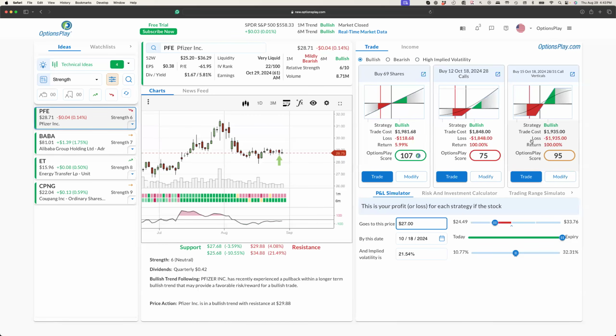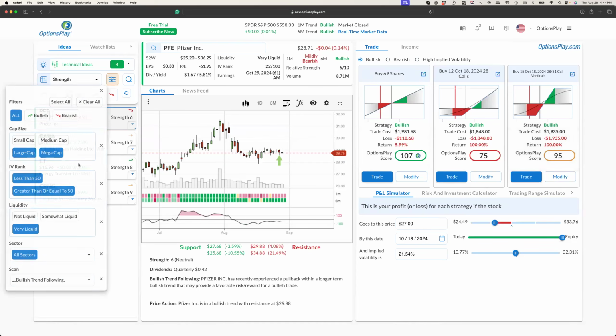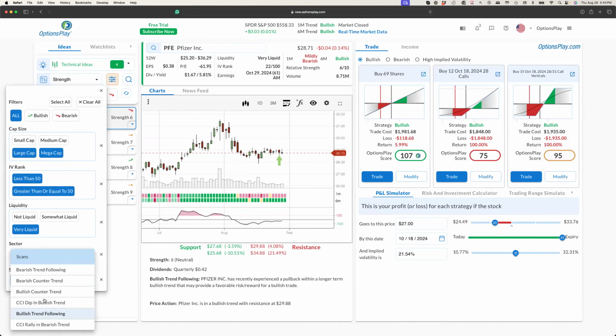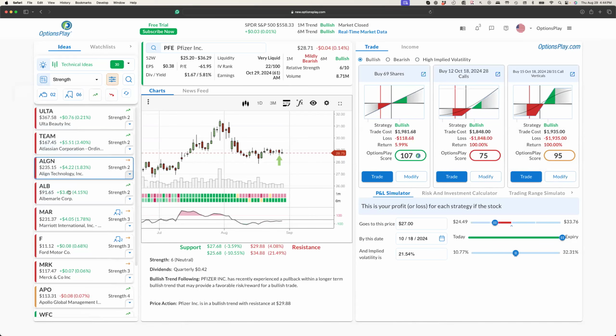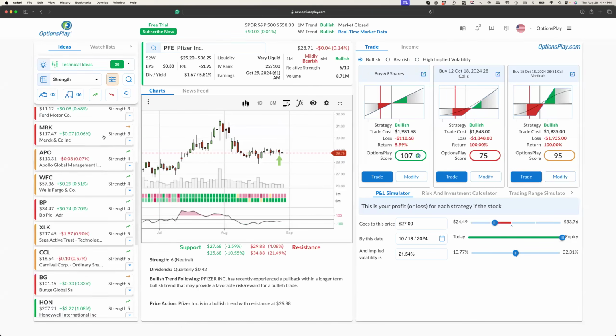Perfect. Okay, so we can take a look at some bearish opportunities as well, but largely a bearish trade is really just a mirror image of the bullish trade. So let's take a look at bearish trades very quickly. As you can see today, there are 30 bearish trend following ideas. So far more bearish trend following ideas than bullish trend following ideas.